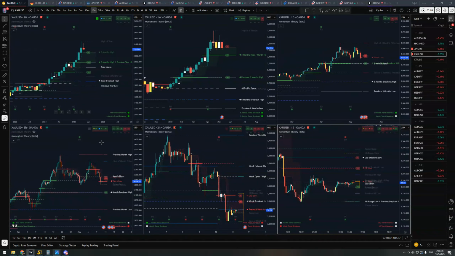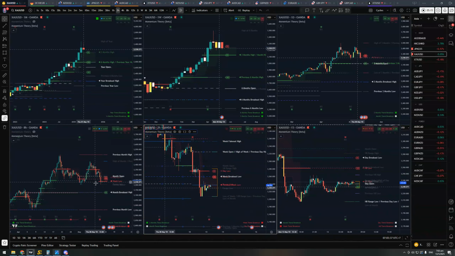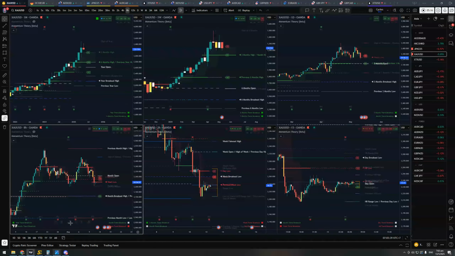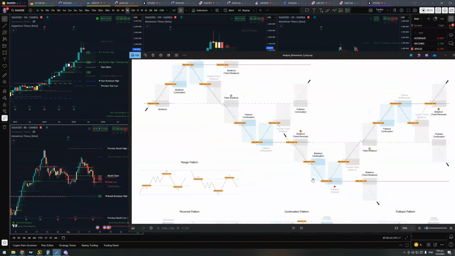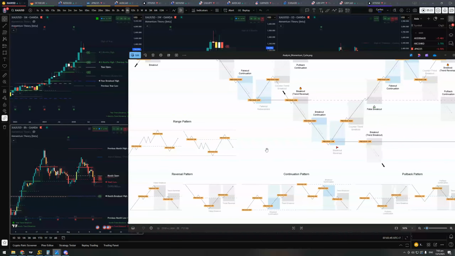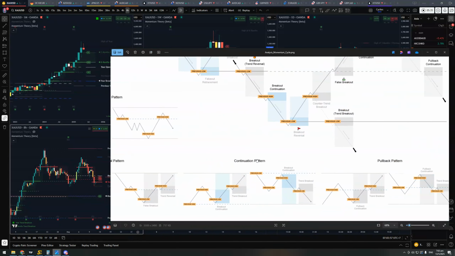Okay, so this one, I'm looking for a fake out of the previous week low. Right now, we're breaking out of it and we're below it. I do want this to come back up. So what I'm looking for in an entry, I introduced this concept a couple months back, the entry patterns. There's three entry patterns: reversal patterns, continuation patterns, and pullback patterns. I'm looking for false breakouts and trend reversals for that reversal pattern. Reversal patterns only happen at swing points, doesn't happen anywhere else.